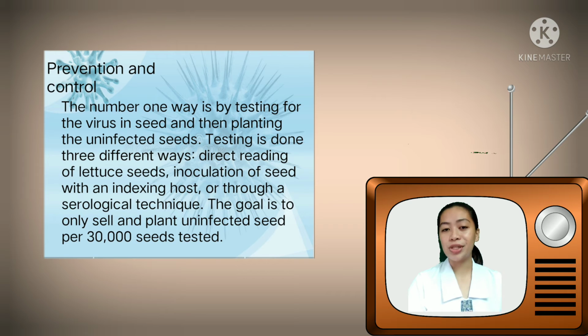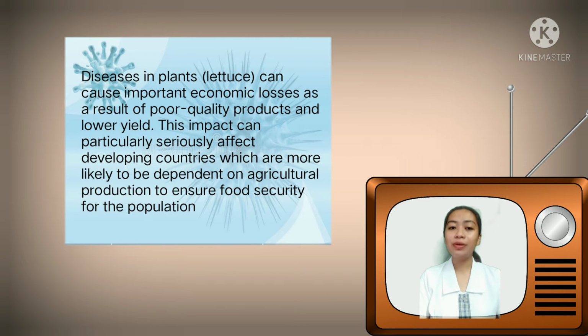The second lettuce mosaic control method is the incorporation of virus resistance into the seed itself. This virus had a very bad impact because of losses as a result of poor quality products and lower yield. This impact can particularly seriously affect developing countries, which are more likely to be dependent on agricultural production to ensure food security for the population.